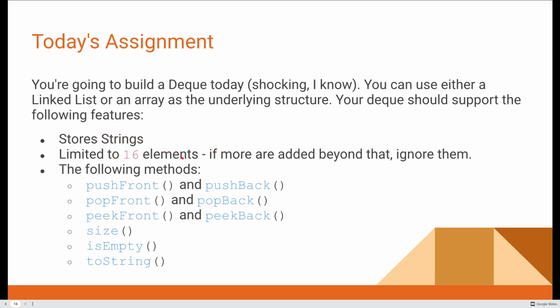You should limit your deque to 16 elements. This is going to be a bounded deque. I think we'll talk more about having a bounded queue, stack, or deque during next class when we talk about arrays. But if you hit your limit of 16 elements, just ignore them. Do not add more elements if you would go above your limit. And then you should have the following methods: push front and back, pop front and back, peek front and back, and then your size, isEmpty, and toString.